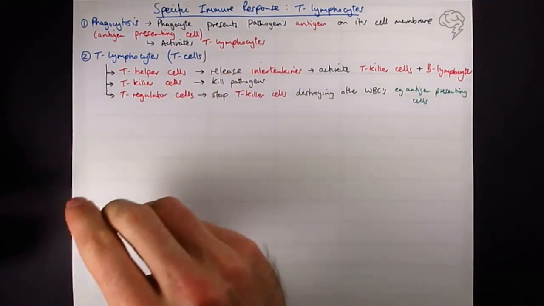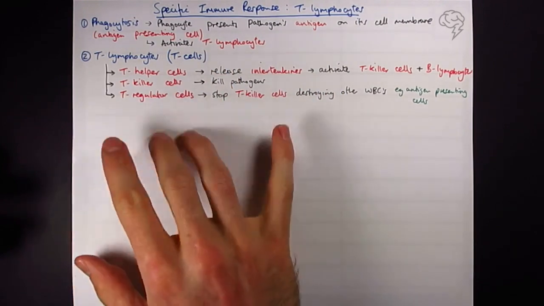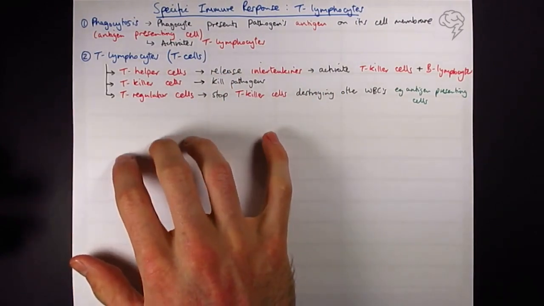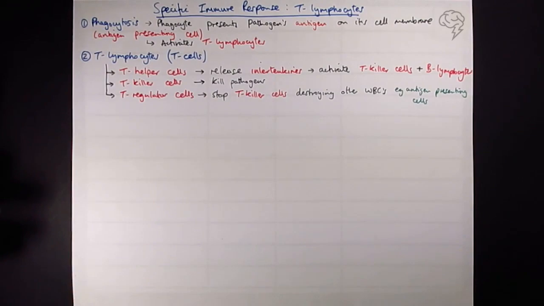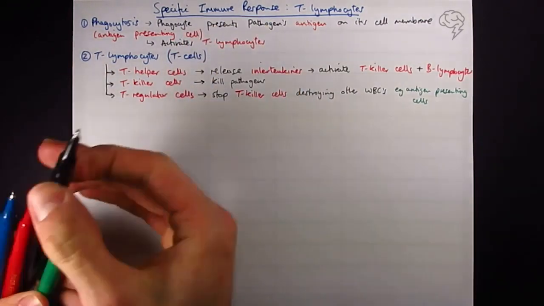So you can see that it's an intricate jigsaw puzzle of cells working together, and that's all coordinated through these cytokines and interleukins or interleukines. So check out the immune system key terms because that will give you the definitions for those.